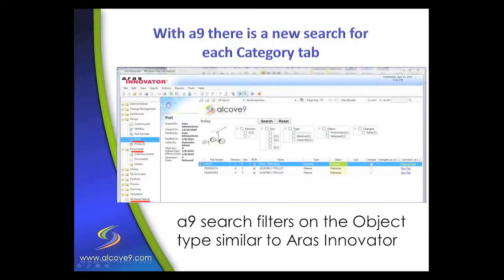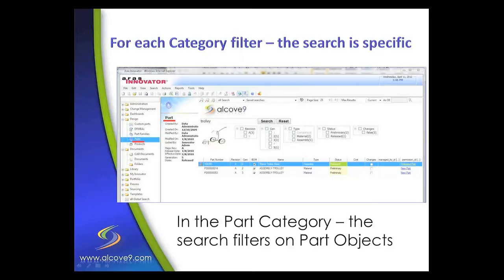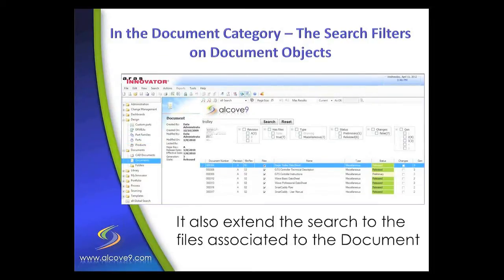We noted in part 1 that searches here return only items of the associated type, similar to a default Innovator search. For example, when selecting the Parts folder, an A9 search will return only part objects, and searching from within the Documents category filters on document objects.